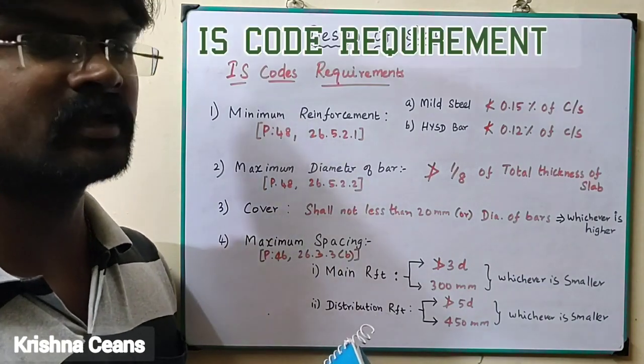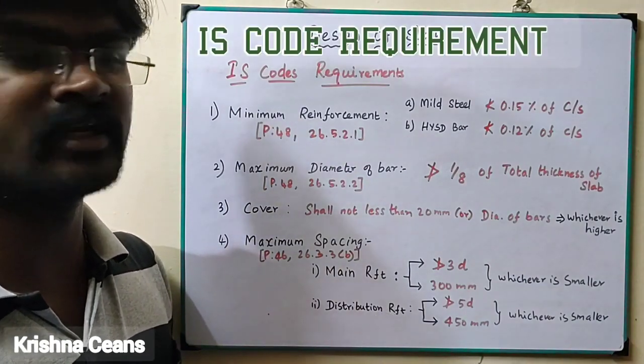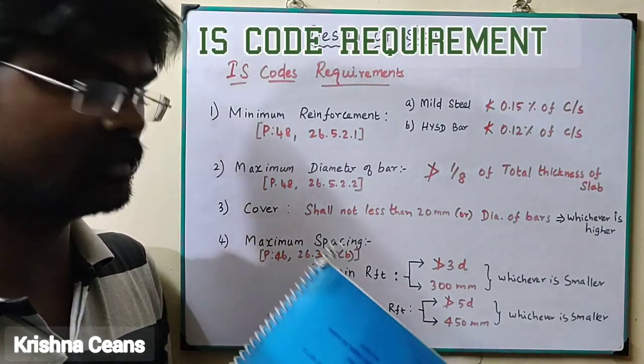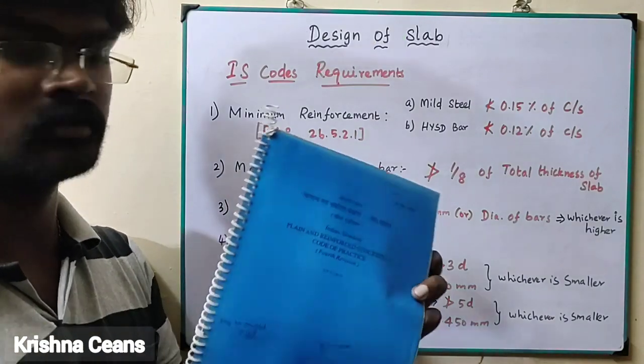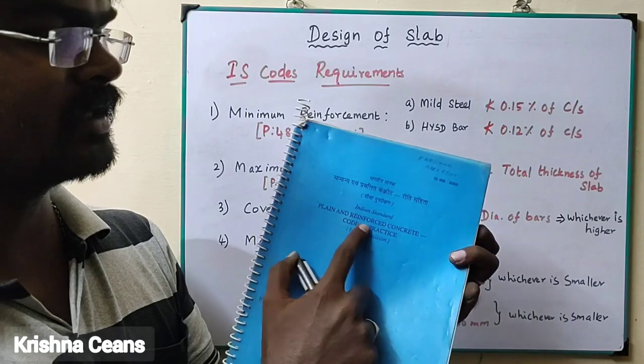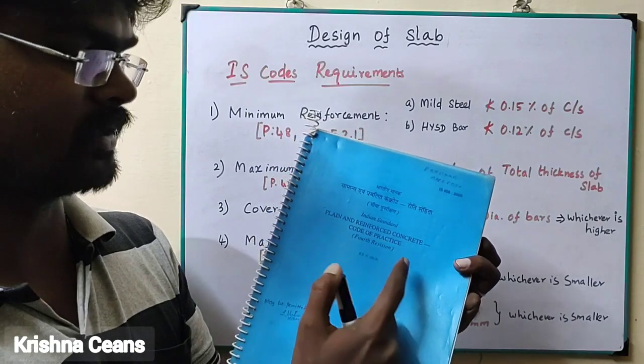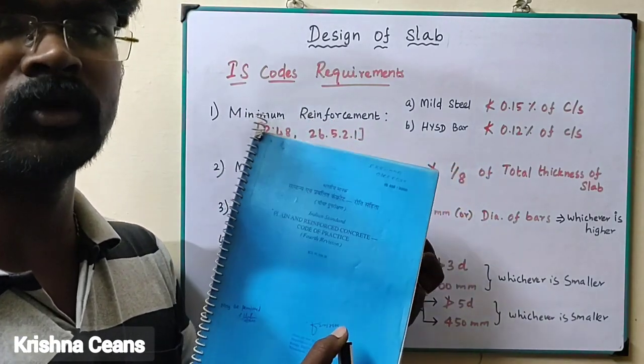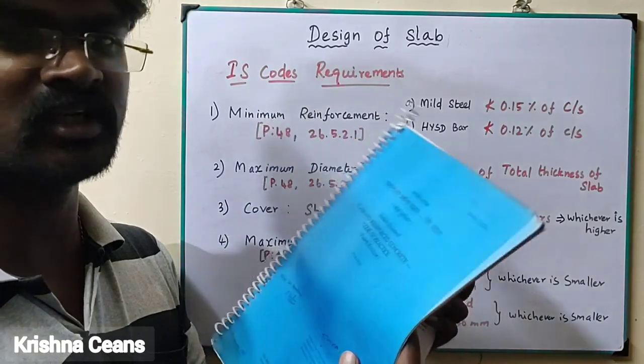Design of slabs as per the IS 456 design requirements. This is IS 456:2000, Plain and Reinforced Concrete Code of Practice. This is the code book which we are going to use for the design of structural elements.